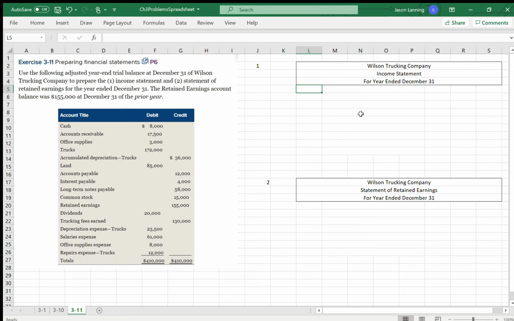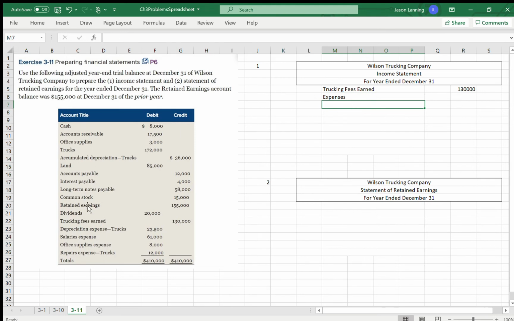And remember, income statement basically is just revenues and expenses. So if we look down and find our revenues first, that's what we want to find. Let's see. Trucking fees earned is our revenues. So we have trucking fees earned. And this is 130,000. So 130. All right, and that's the only revenue account we had. So since we have multiple expenses, I'm going to list them down here.